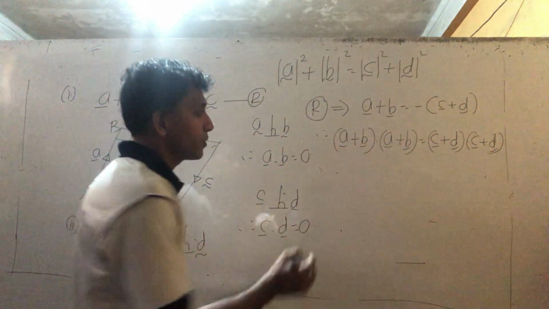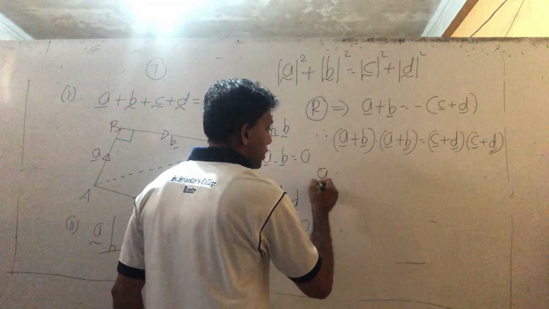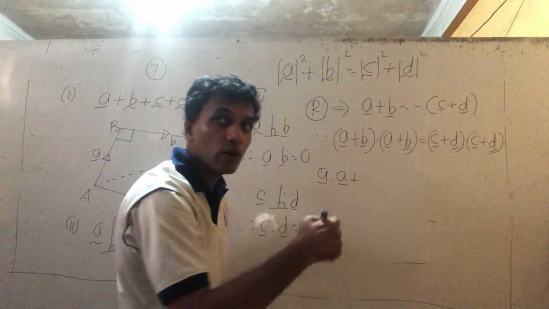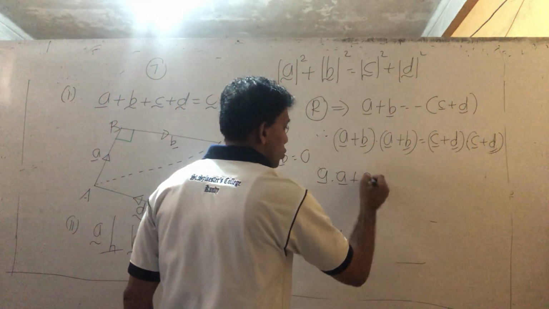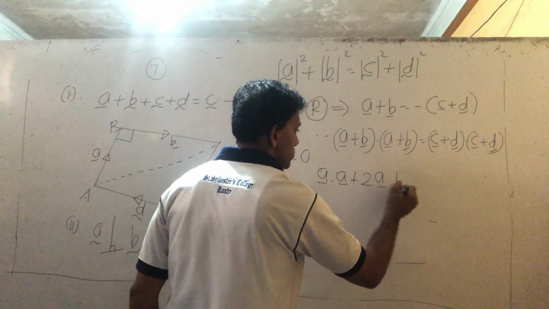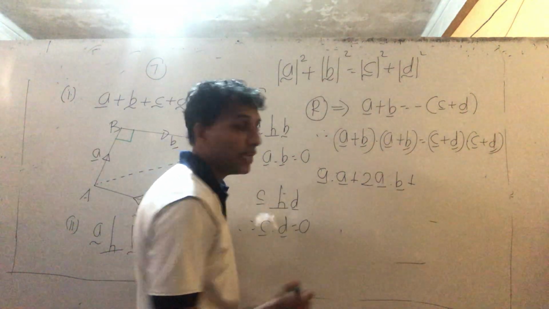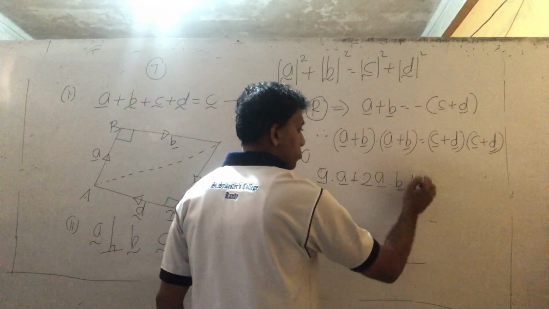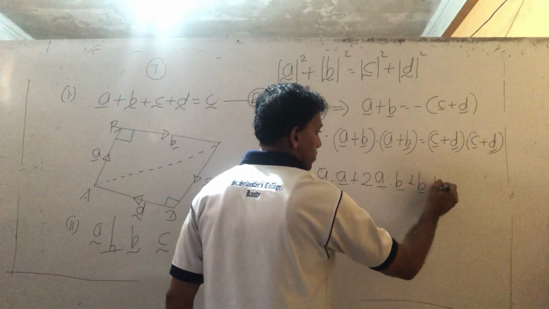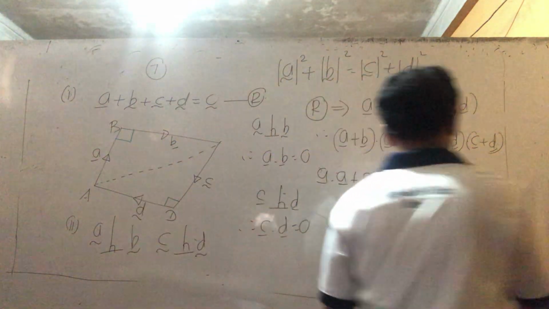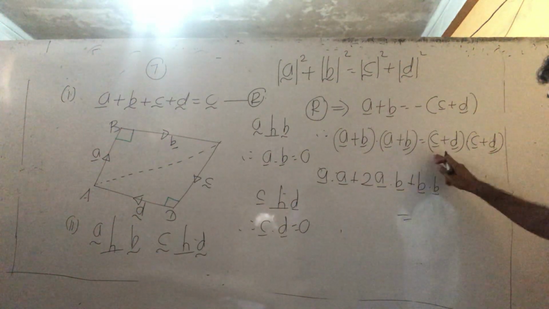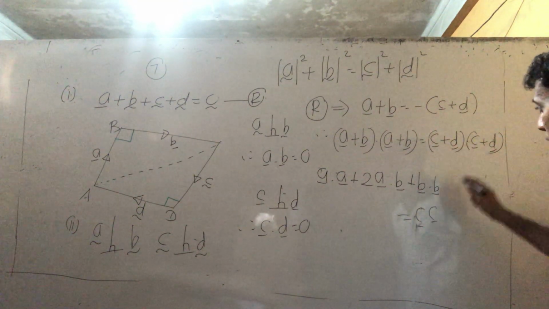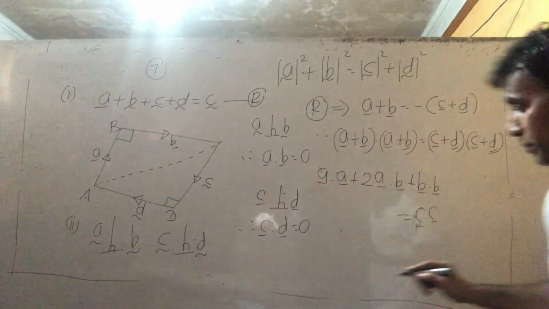Now multiply the brackets. A dot A, then A dot B, and B dot A, therefore 2 times A dot B, plus B dot B, which is mod B square. Let's say first B dot B. The other side, same method: C dot C is mod C square. I write C dot C, then C dot D, 2 times.